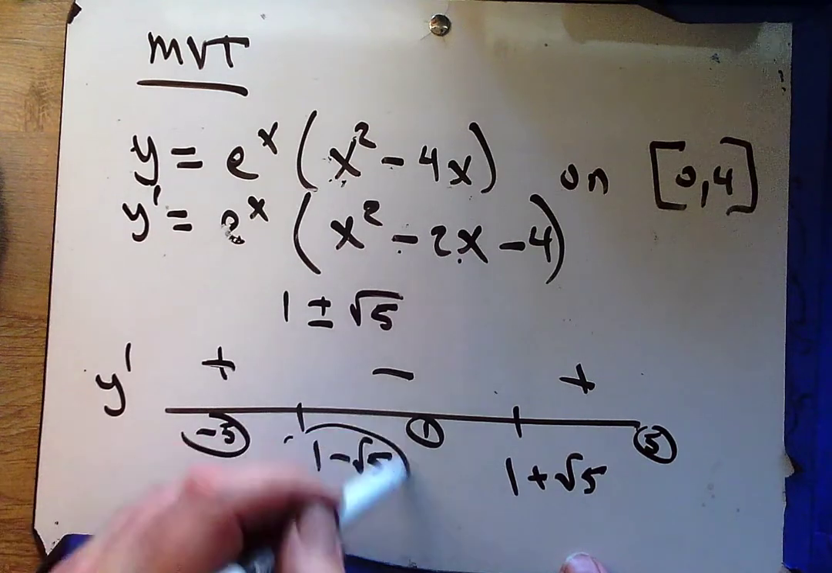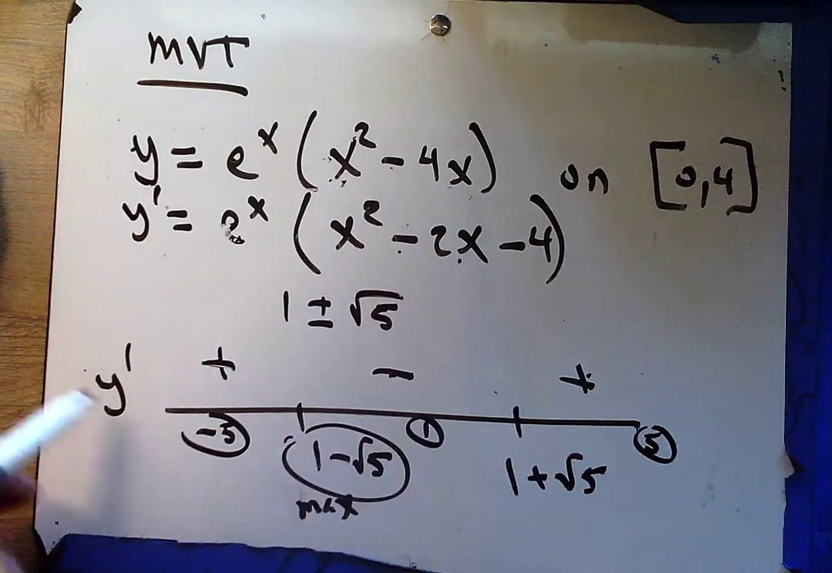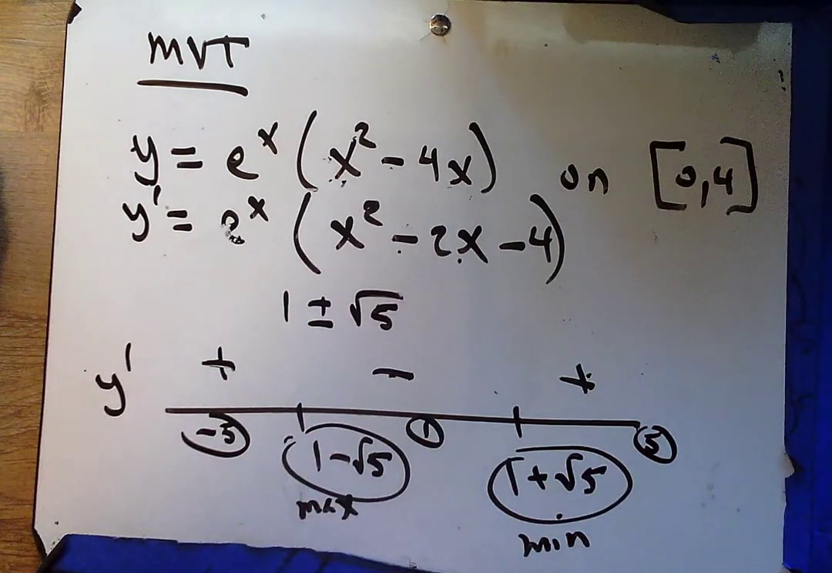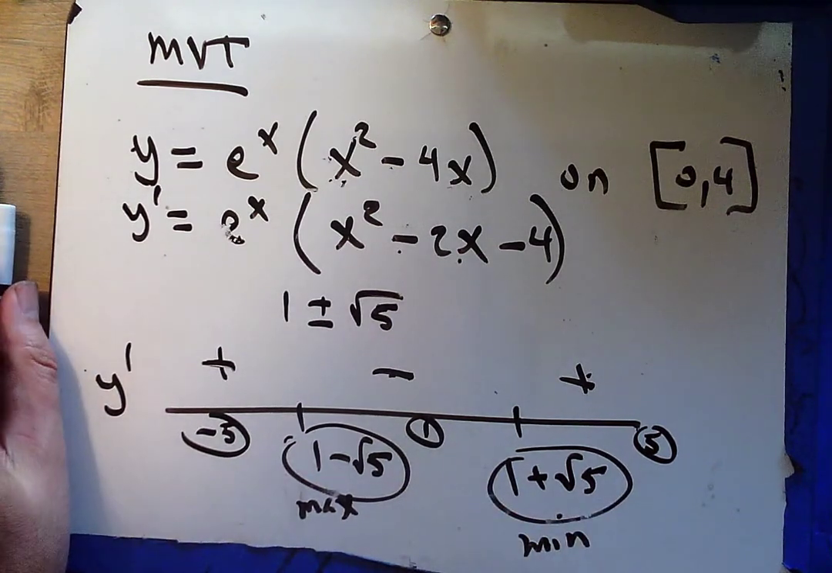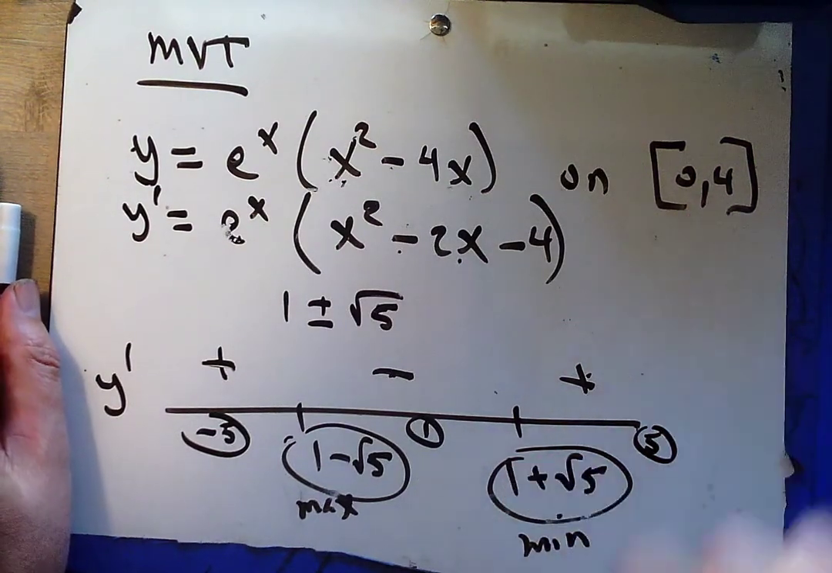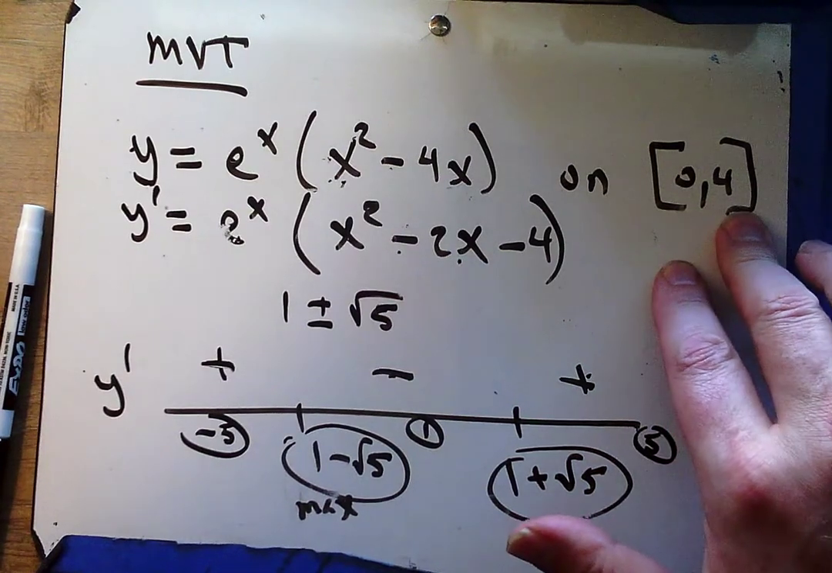Well, I see that there's a max here, and because I go from negative to positive on y prime, I see a min here. Okay, so max at 1 minus root 5, min at 1 plus root 5. Fabulous. But wait a moment. Sorry, you forgot to pay attention to the restriction.